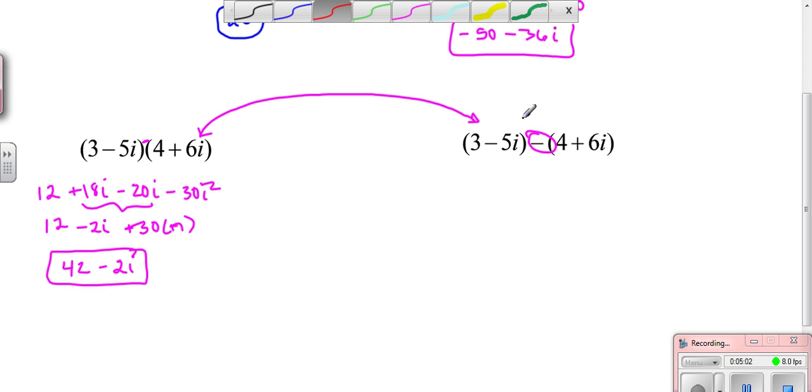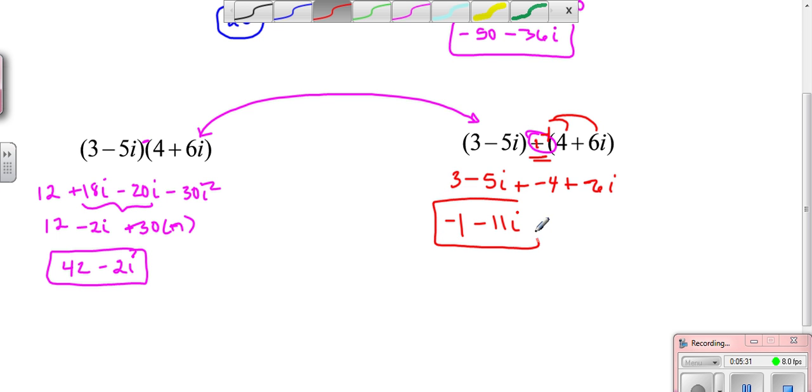This one, I'm subtracting that quantity, so remember that's plus a negative 1, so I really have 3 minus 5i plus negative 4 plus negative 6i, because that negative gets distributed, but it doesn't turn into multiplication, it continues to be addition. So 3 and negative 4 are negative 1, negative 5i and negative 6i become negative 11i. And there is your final answer for that one.